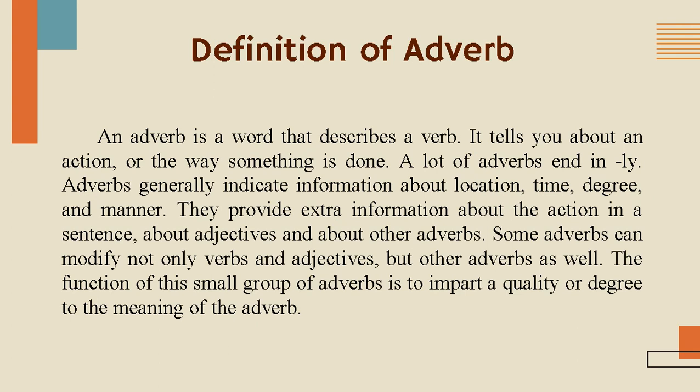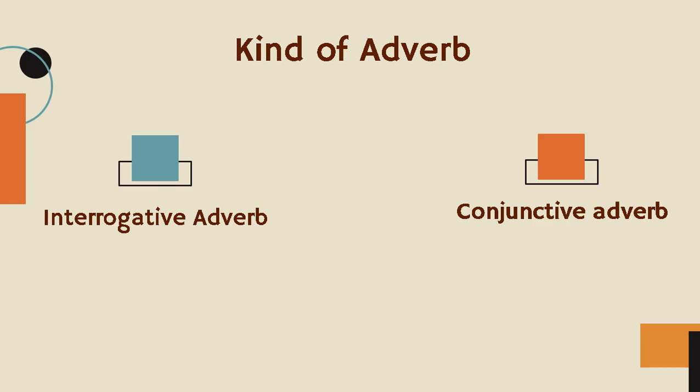About adjectives and about other adverbs. Some adverbs can modify not only verbs and adjectives, but other adverbs as well. The function of this small group of adverbs is to impart a quality or degree to the meaning of the adverb. Adverb is divided into two types. First, interrogative adverb, and second, conjunctive adverb.